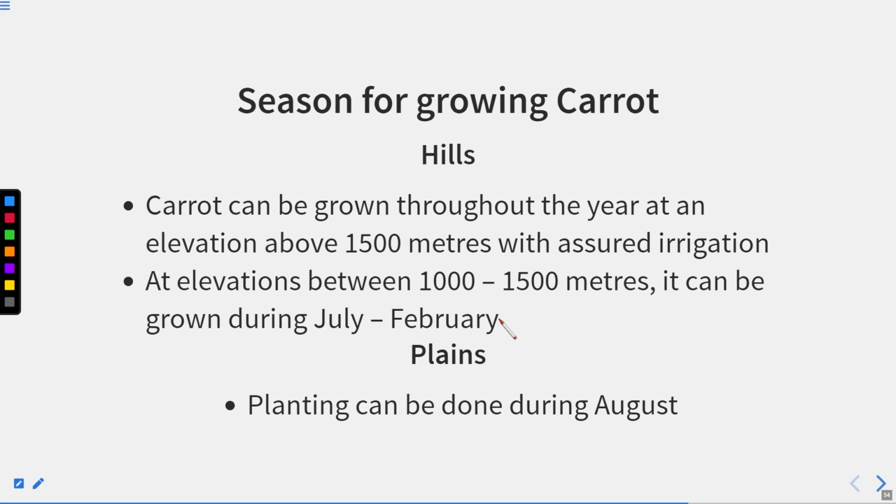Now, the season for growing carrot. We have different seasons. In the hills it is different, in the plains it is different. If we talk about the hills, then carrot can be grown throughout the year. It is grown throughout the year at an elevation of about 1500 meters with assured irrigation.